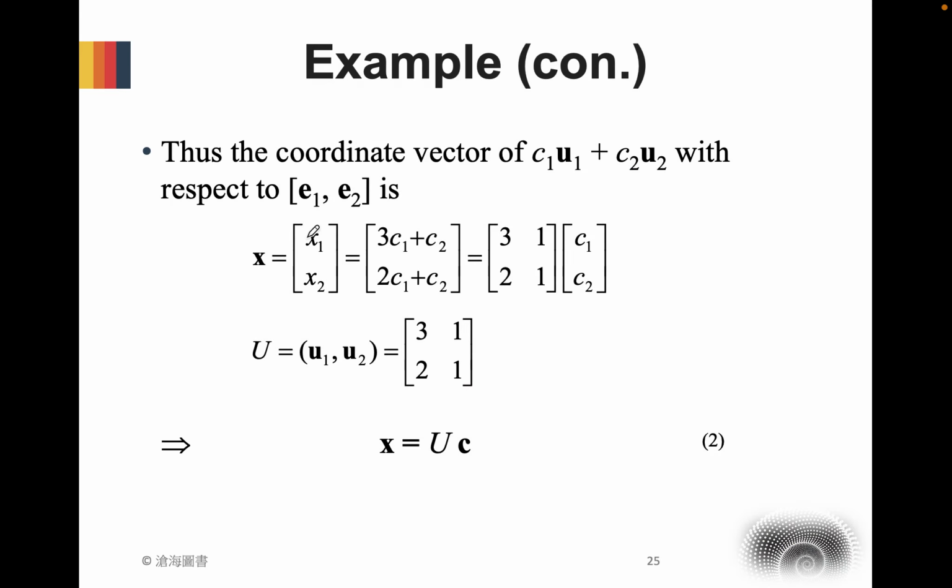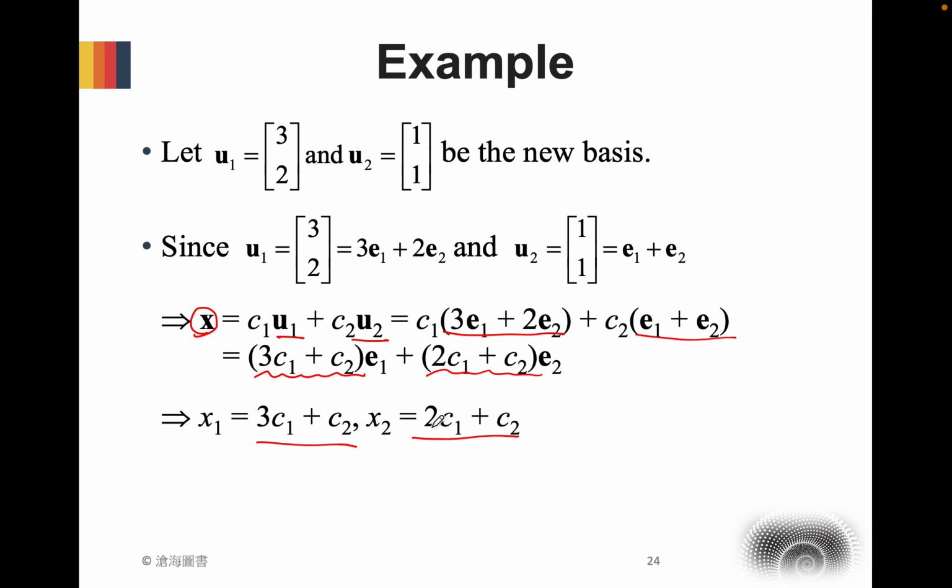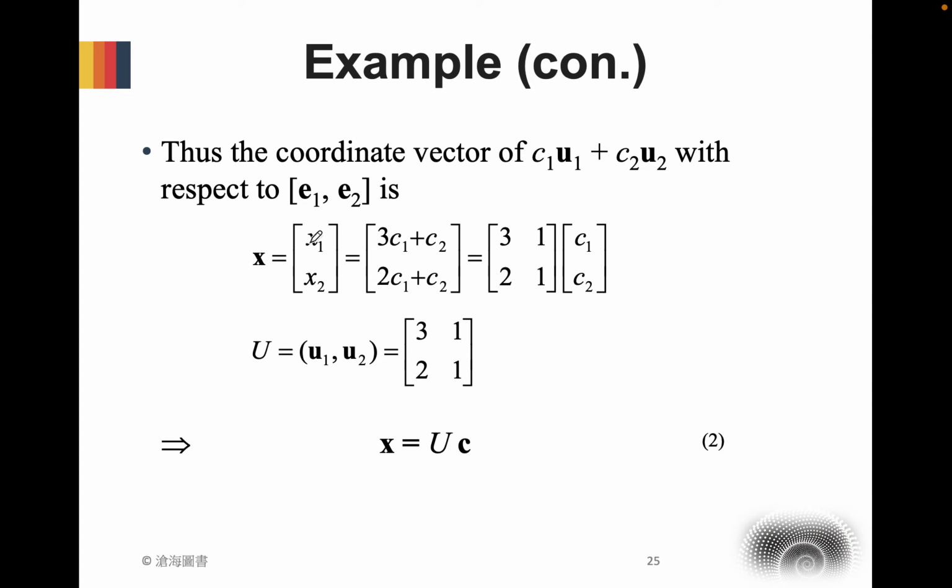So now we know this relation, and we can write down the relation between x and c, because x1 is equal to 3c1 plus c2, and x2 is equal to 2c1 plus c2. Therefore, the relation between x and c is this: just like we pre-multiply the column vector (c1, c2) by the matrix with rows (3, 1) and (2, 1). We can write this relation like this.